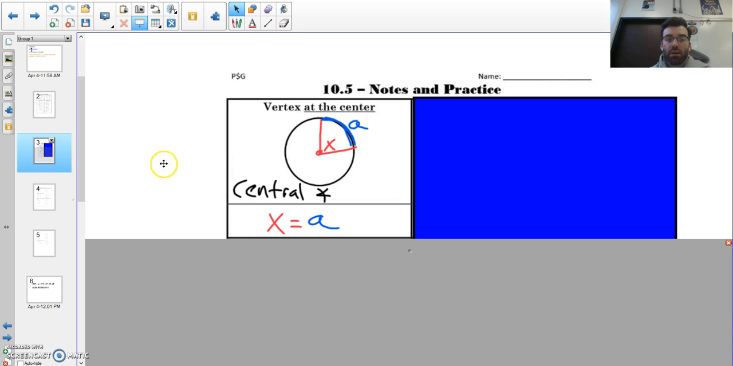All right, our first angle that we're going to look at is a central angle. Here, the vertex of the angle is at the center of the circle. Use red to label your angles. Use the blue, or a different color, to label this arc, and call that arc A. When I have a central angle, remember that the angle equals the arc. X equals A.